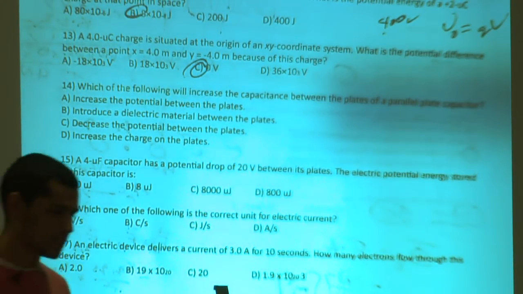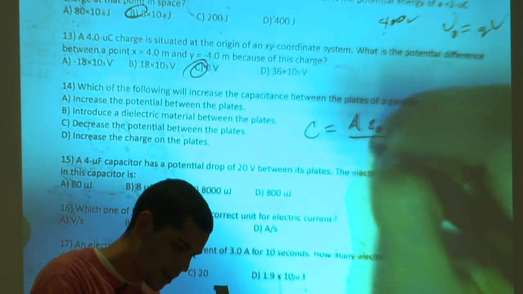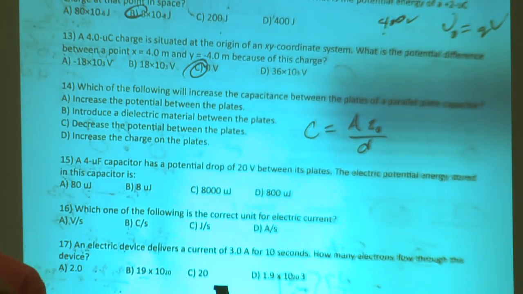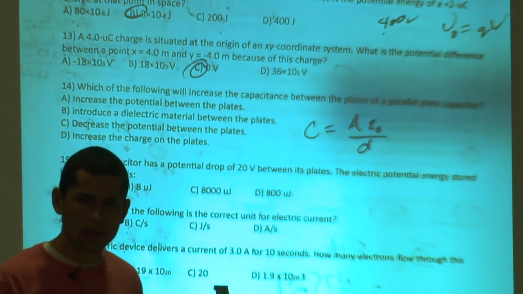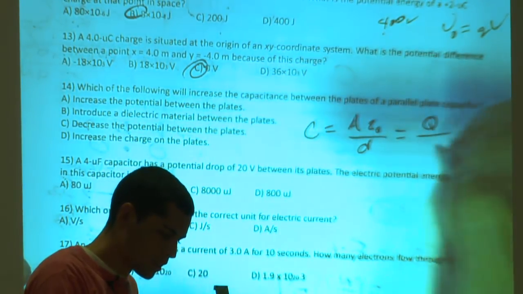A epsilon naught over D. So capacitance equals A epsilon naught over D for a parallel plate capacitor. That's fine to use for now. I was going to say Q over delta V, or Q over the potential.